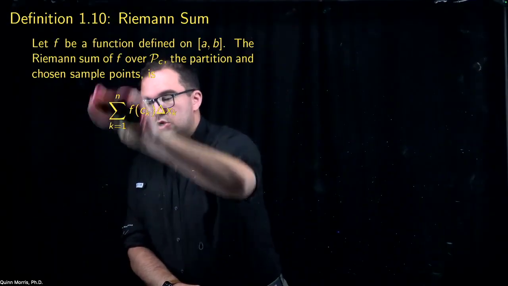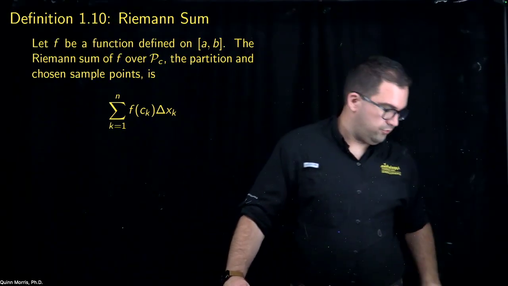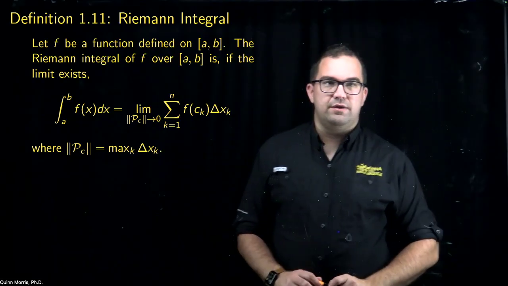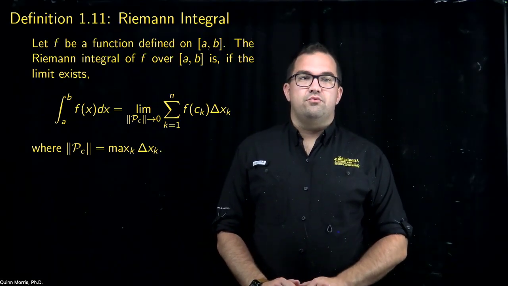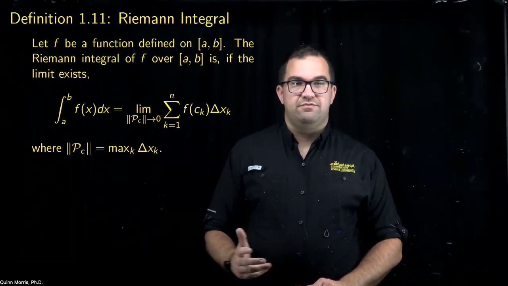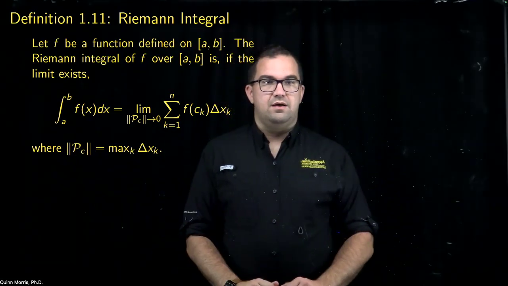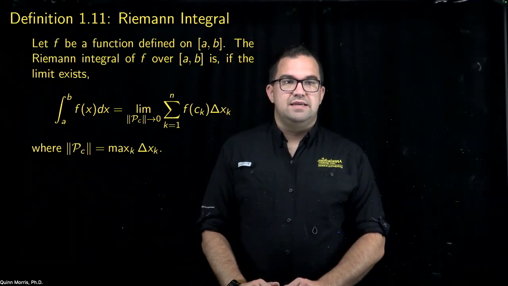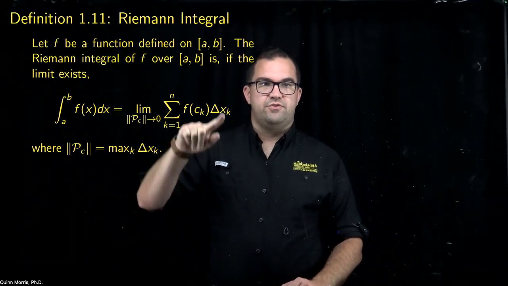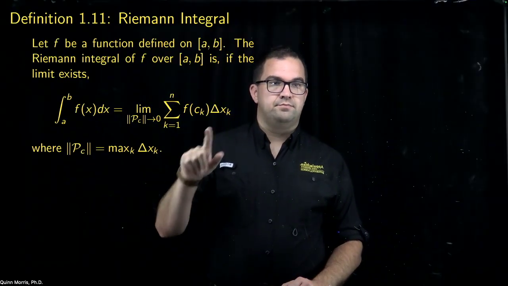All right. So with that idea in mind, we now want to define the Riemann integral. So again, take a function f defined on the interval [a, b]. Then the Riemann integral of f over the interval [a, b], if this limit exists, is given by the integral from a to b of f(x) dx equal to... now if we ignore this limit piece for a second and just focus on this sum, notice that this is just some Riemann sum, right?